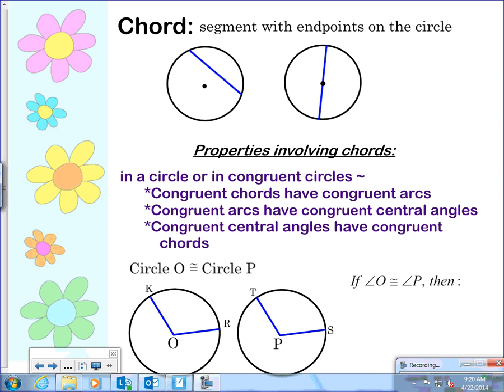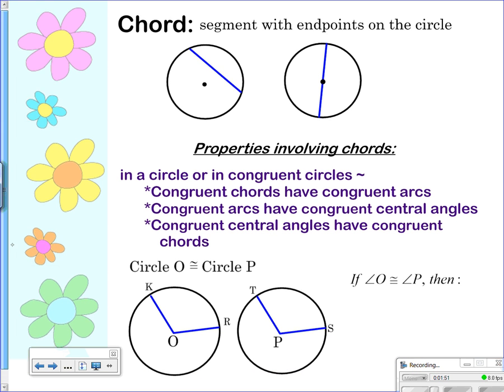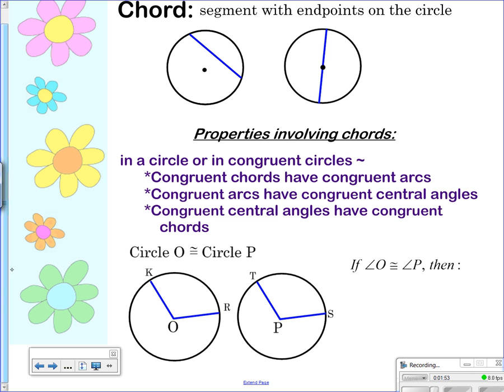We've got 3 properties that we're going to be talking about that involve chords. Okay, so I want you to go ahead and get these properties copied down. And they tell us that in a circle or in congruent circles. So we could be talking about just one circle, or I could be comparing 2 circles that I know are congruent. I know they're the same. If I know these things, then I know congruent chords have congruent arcs.